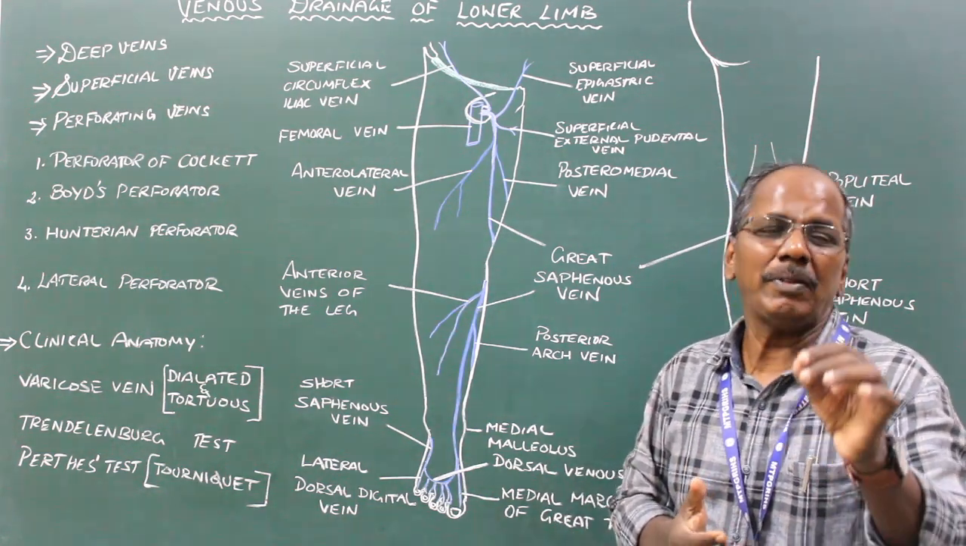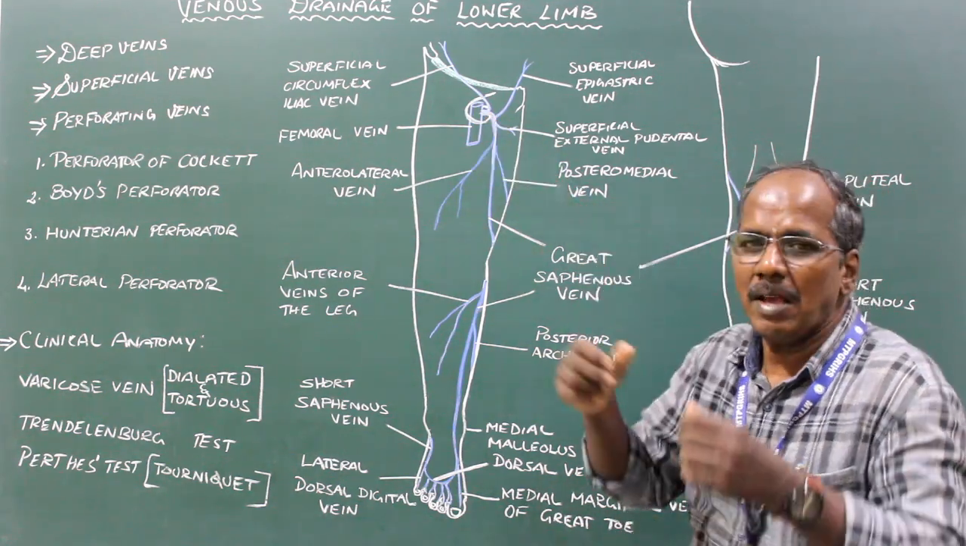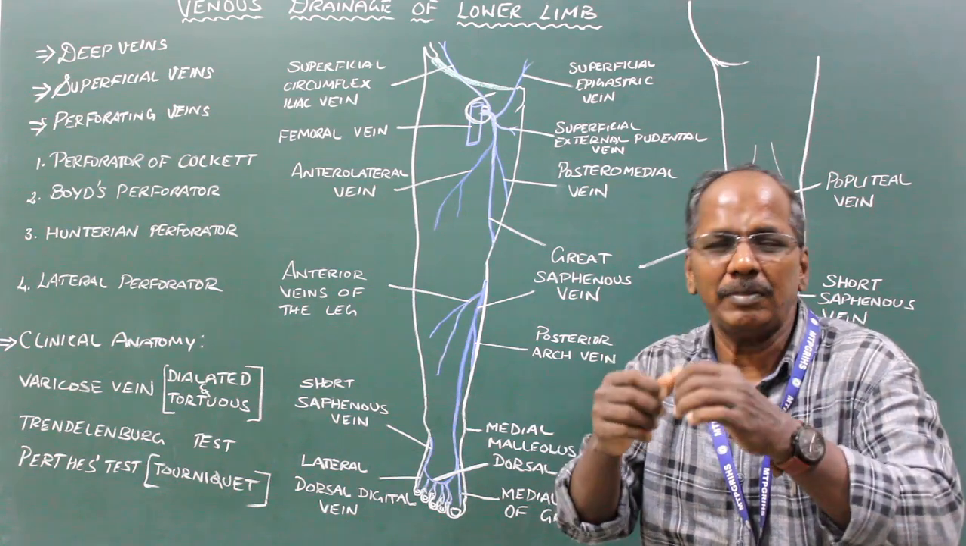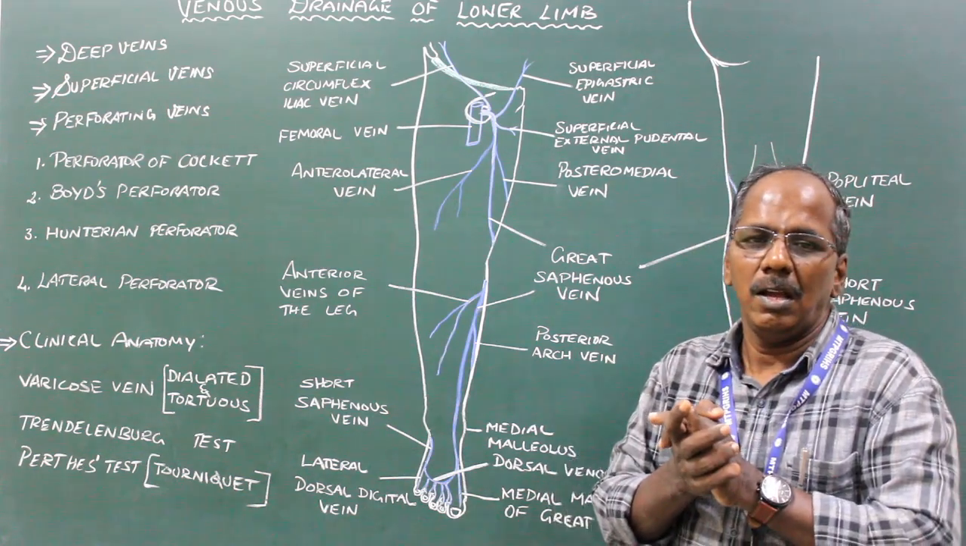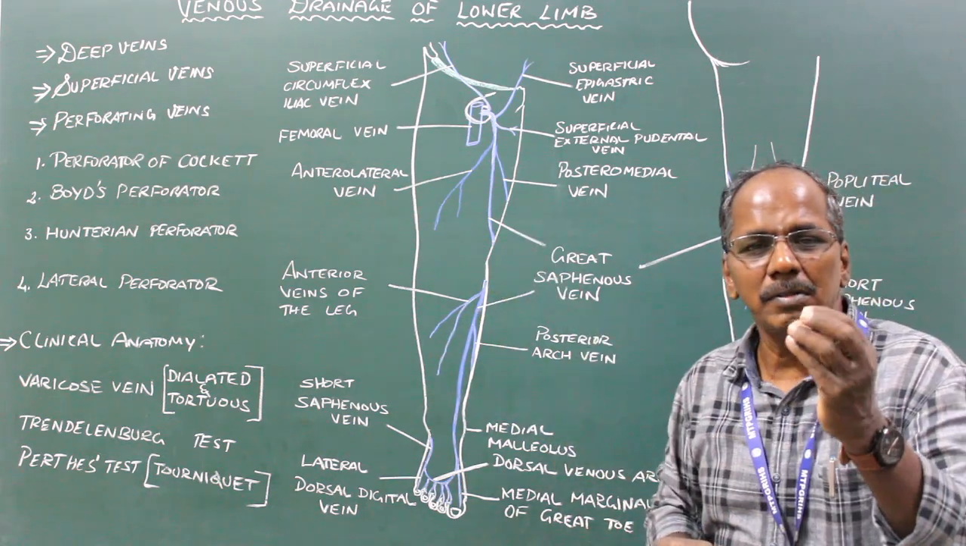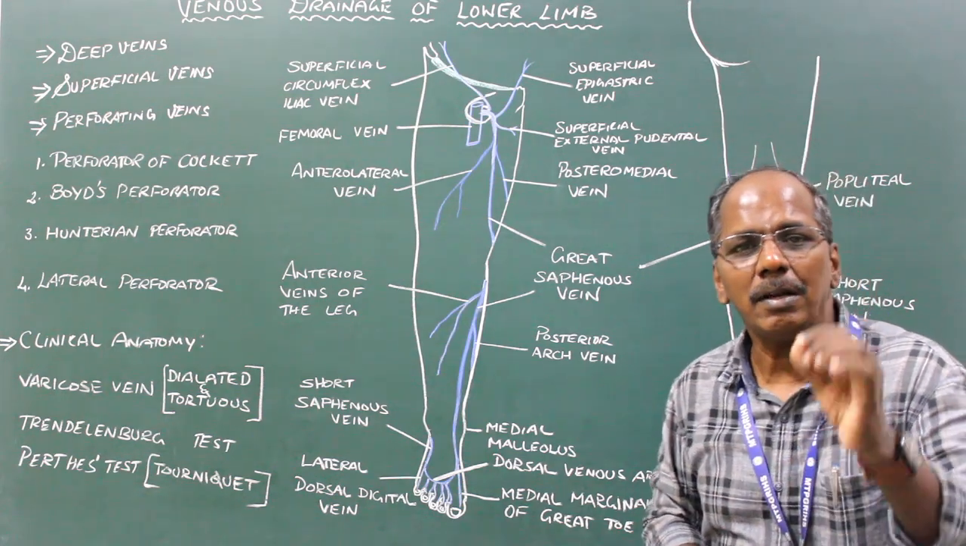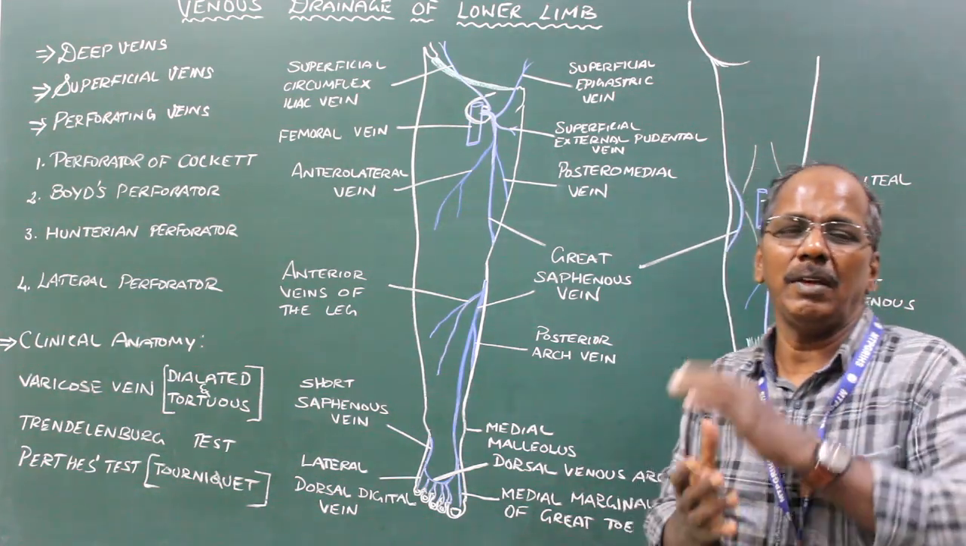To test the deep veins, the pressure at the saphenofemoral junction is kept intact for a minute, and if the veins start to fill gradually and slowly, it shows the incompetency of the valves of the deep veins.